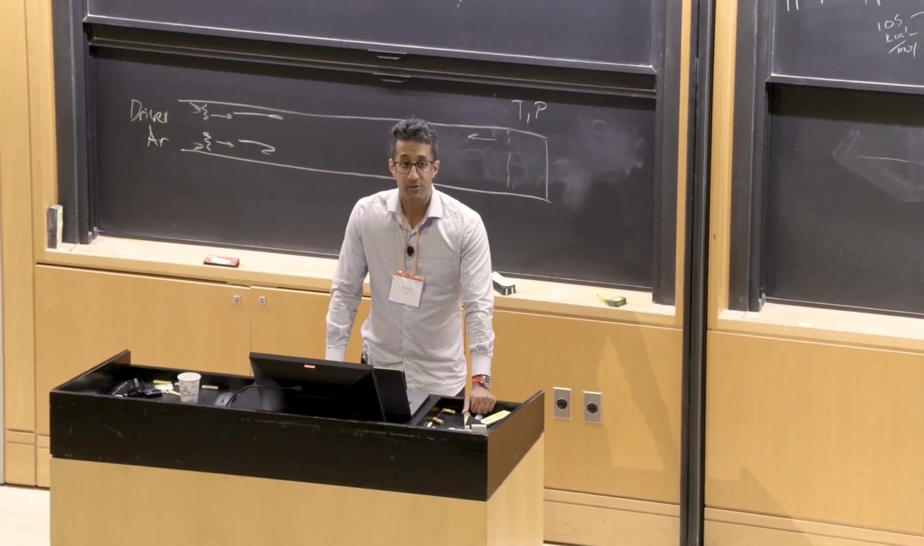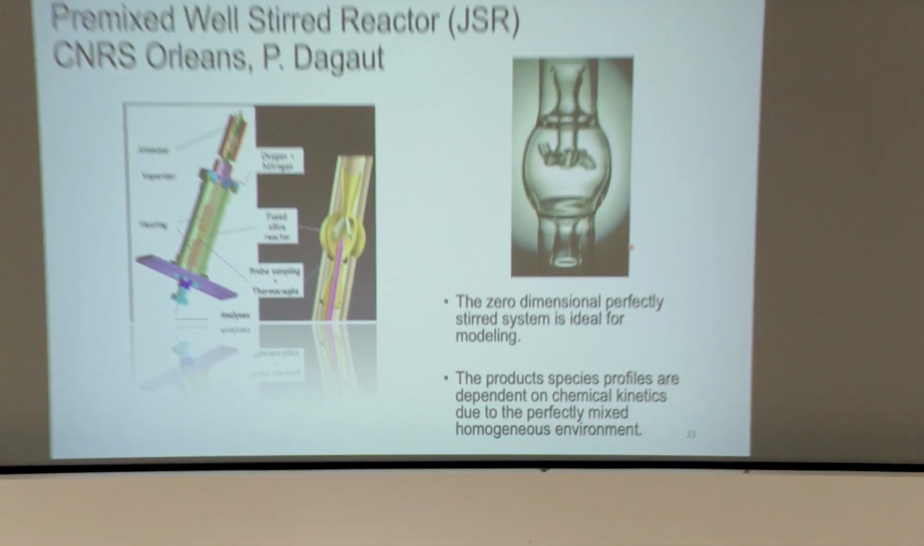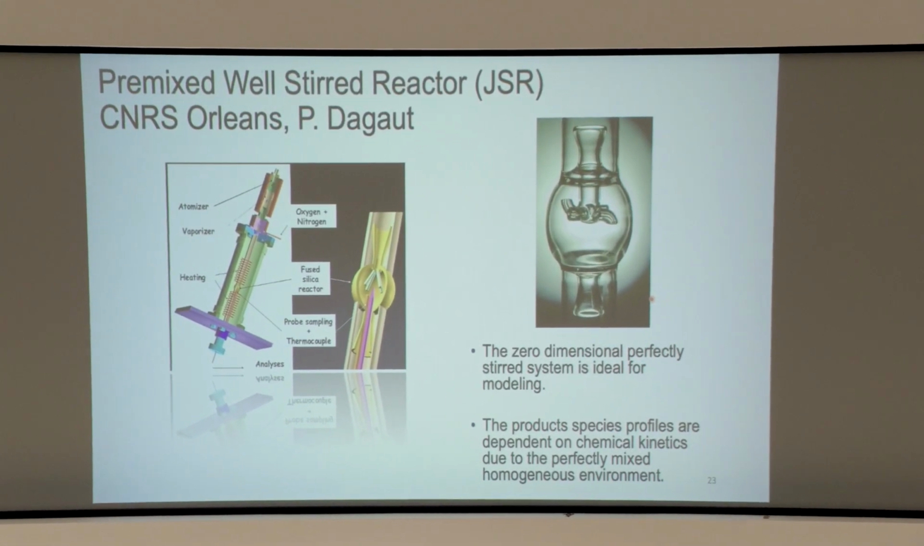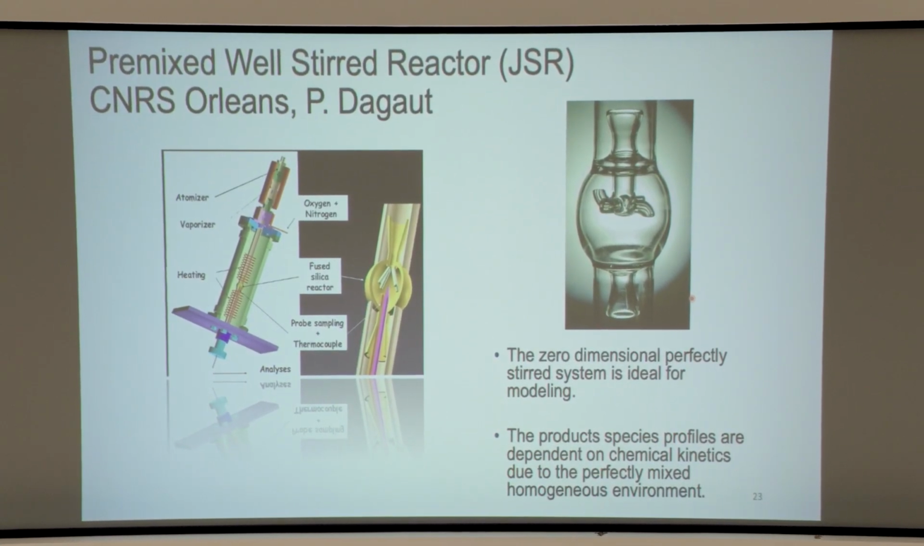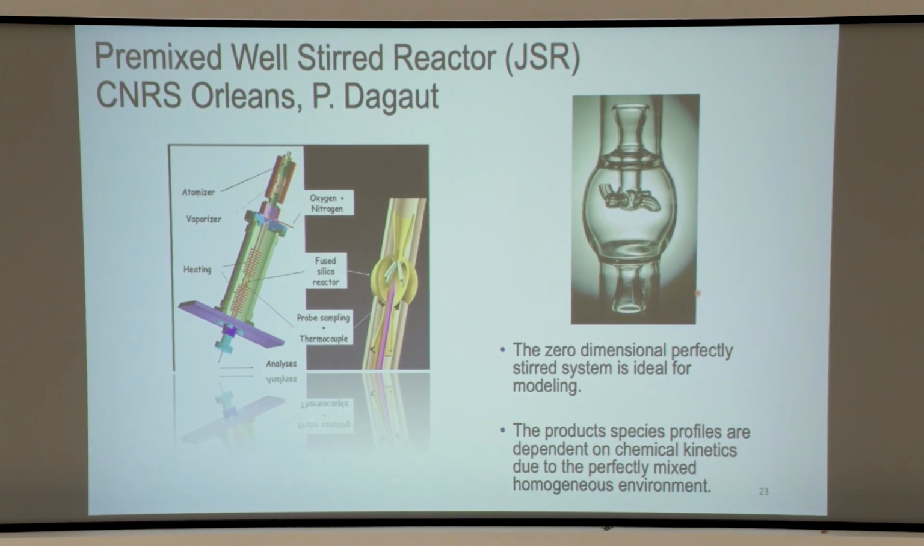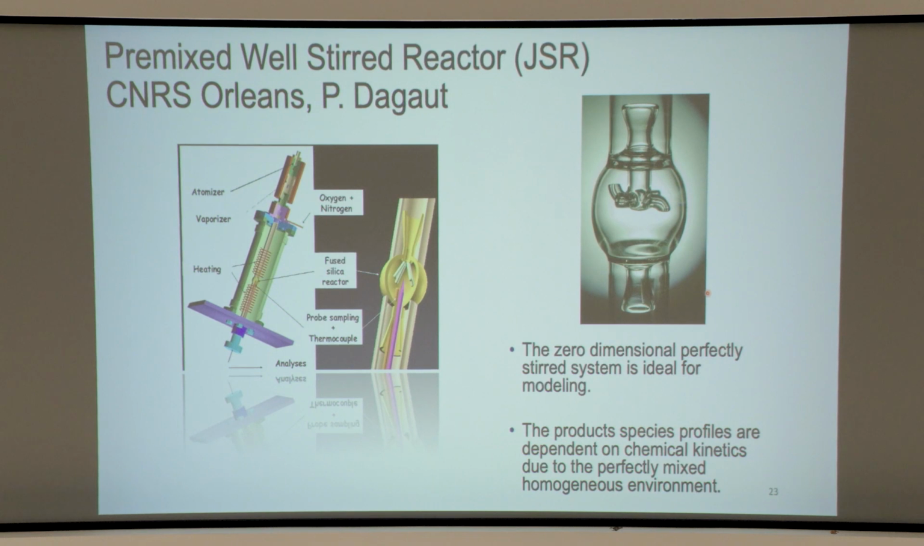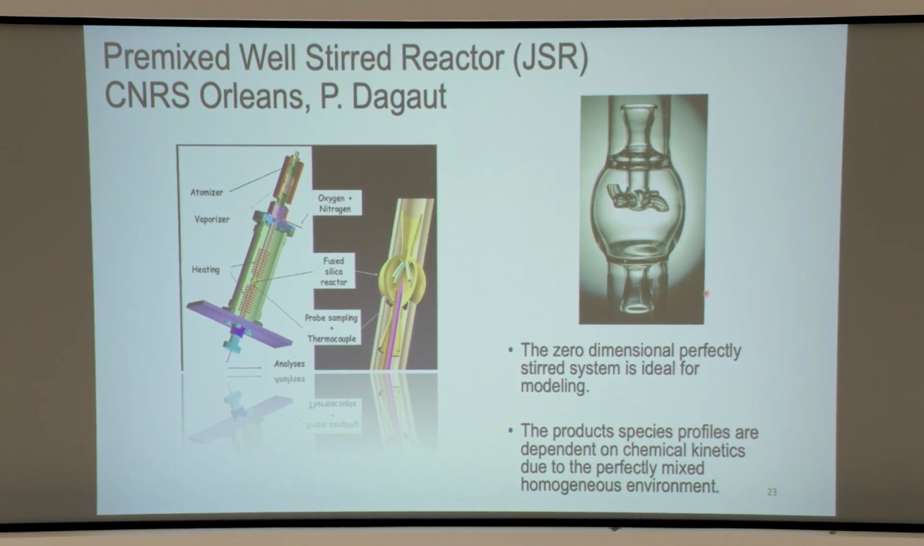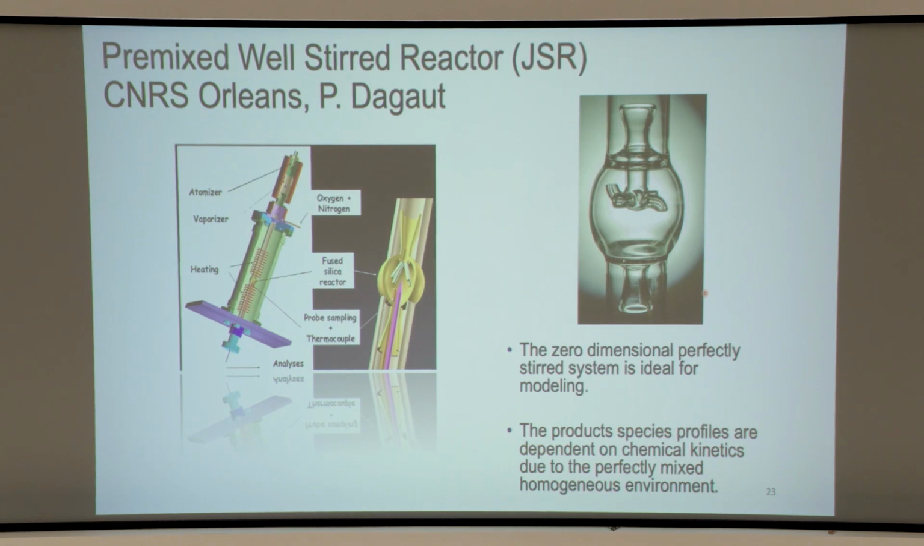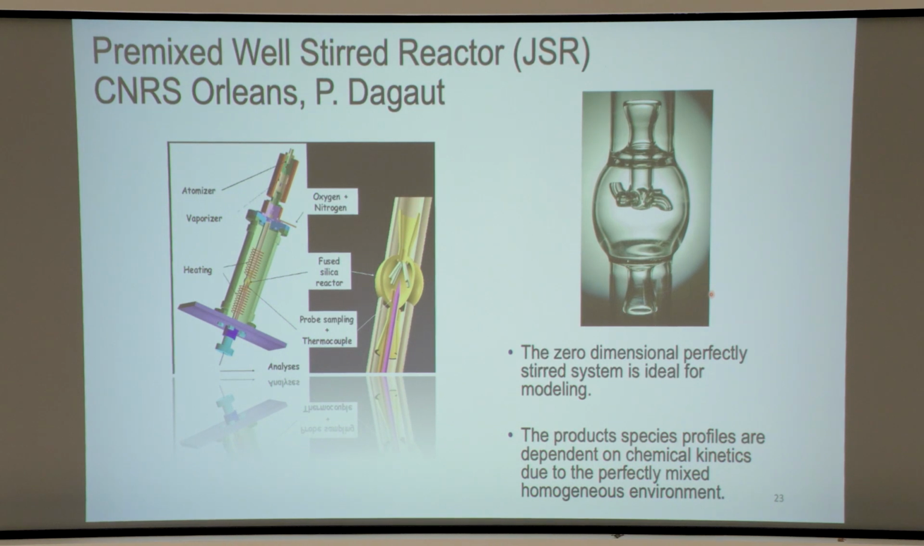So there are other experiments we like to use to measure species, because other configurations are more amenable to speciation measurements during, say, low temperature oxidation and high temperature oxidation phenomena. One that's widely used is by Professor Dagaut at CNRS. He's the president of the Combustion Institute right now. He pioneered the use of the jet-stirred reactor for understanding combustion chemistry and kinetics.